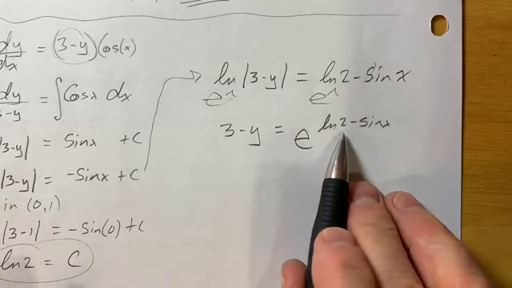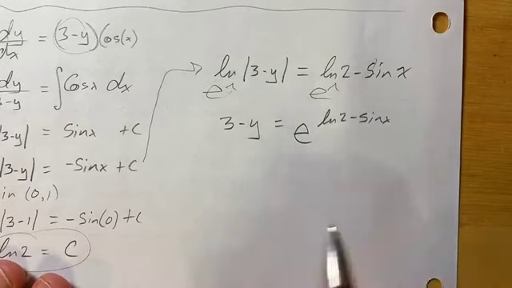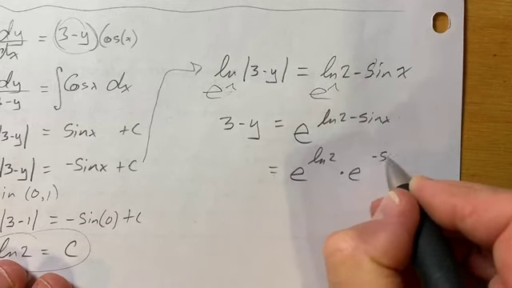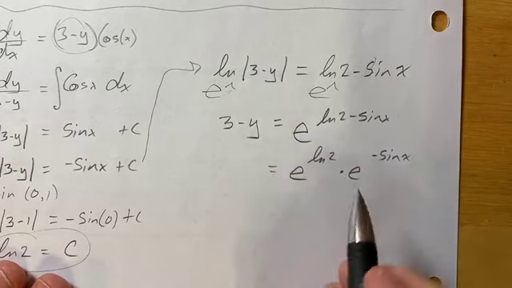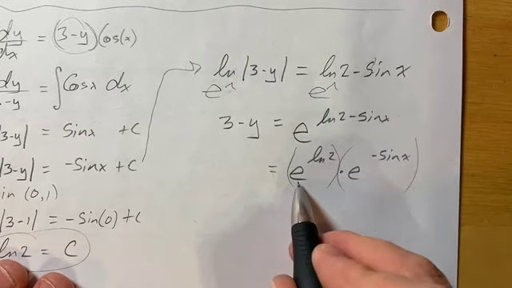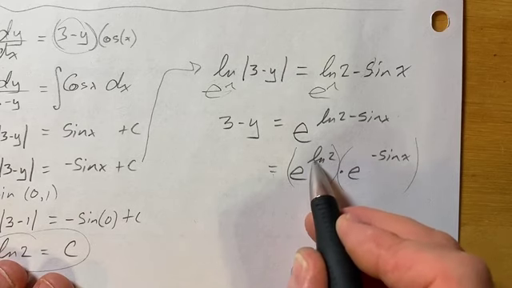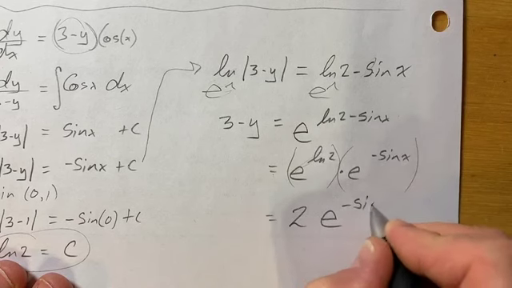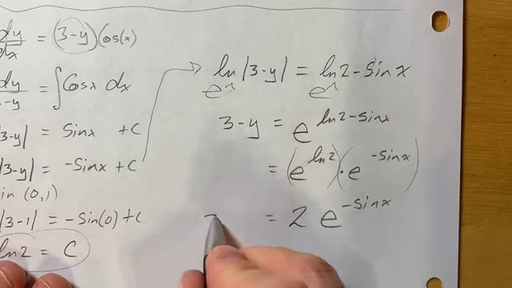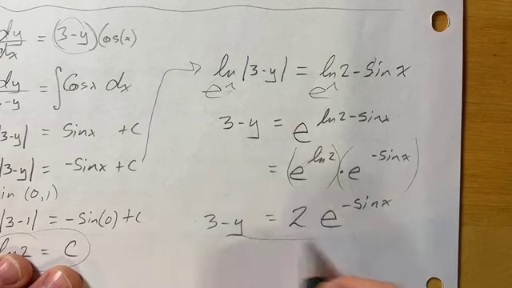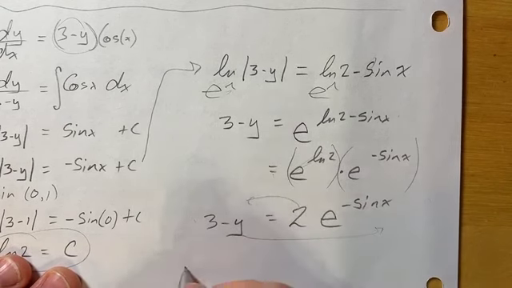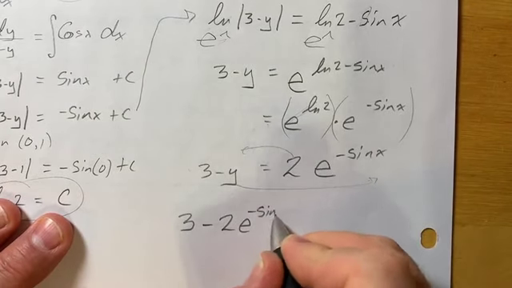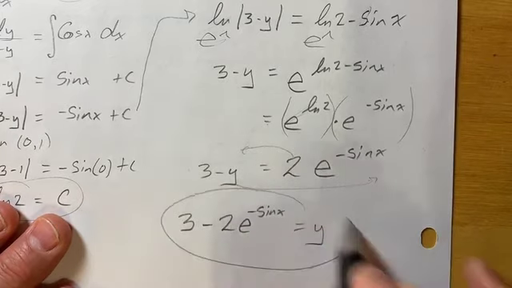Hang on, I remember this. When you have two different parts in the exponent, it's as if this was e to the ln 2 times e to the negative sine x. Yes, I could have done that as division, but I'd rather not. E to the power of ln 2, those cancel. This becomes the number 2. This is e to the negative sine x, which is not going to get any prettier. This is 3 minus y. Great. I'm going to move the y over, and I'm going to move this stuff over. So here we go. 3 minus 2e to the negative sine x is equal to y. There's my solution.